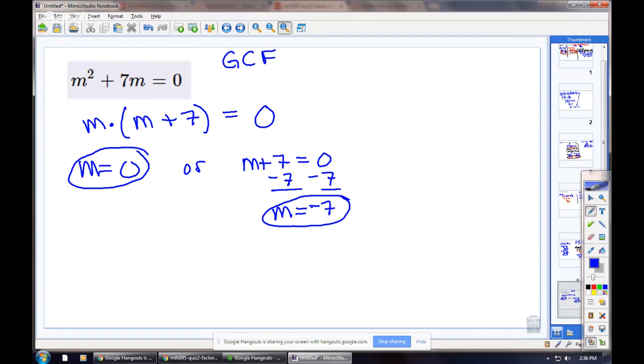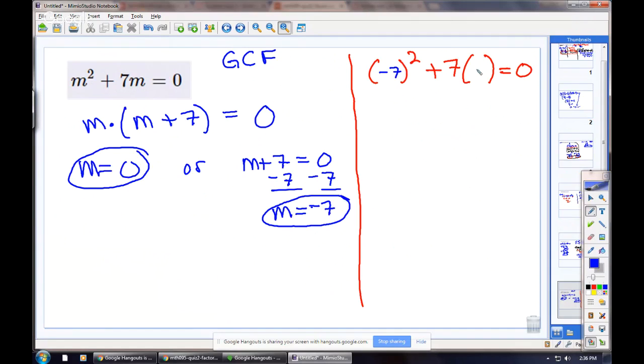And then it's up to me to check. Always check in the original, not some altered version you made up. So I think that whatever squared plus 7 of those same whatevers is supposed to be 0. Let's check the harder one first. Usually negative numbers are trickier. (-7) squared, that's -7 times -7, that's positive 49. Here I have positive 7 times -7, that is negative 49. And yep, that is 0. Check.